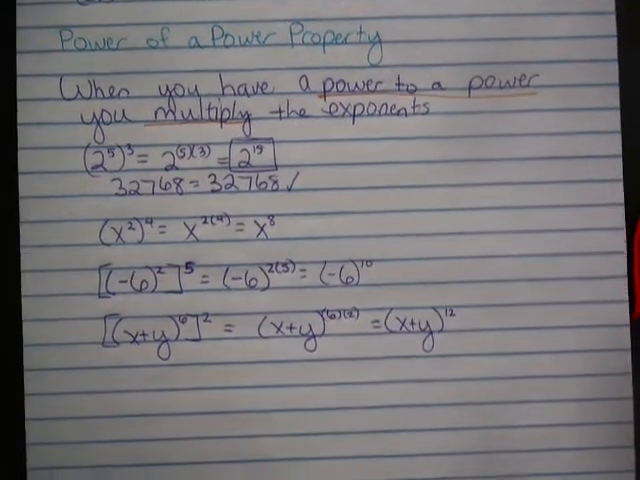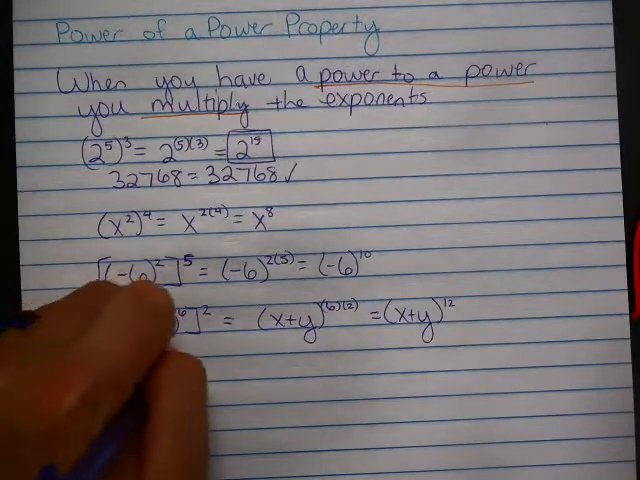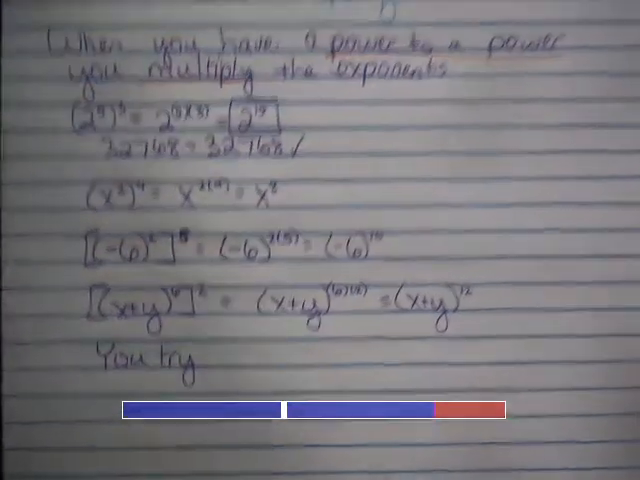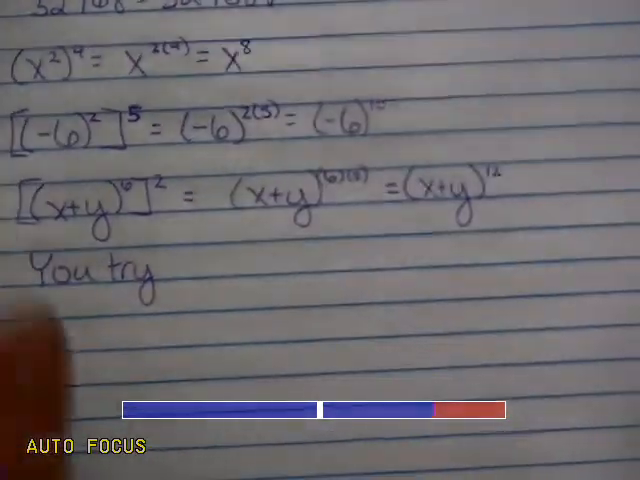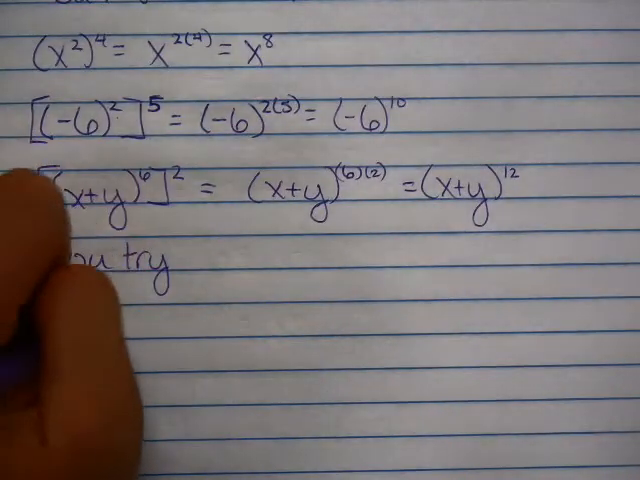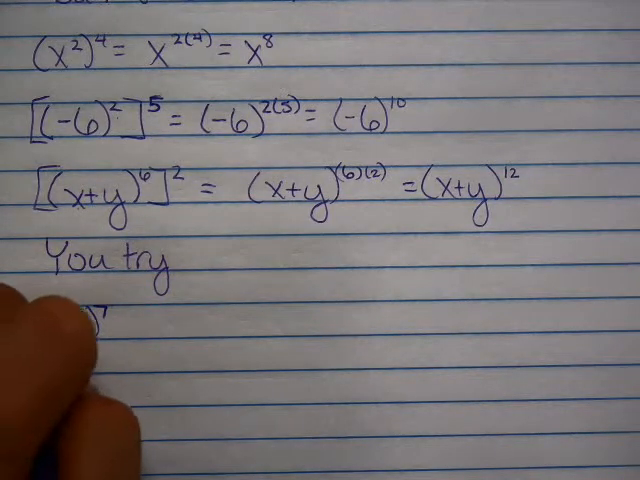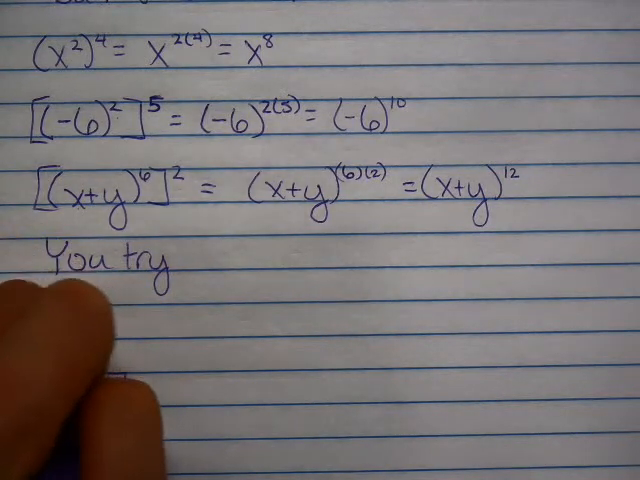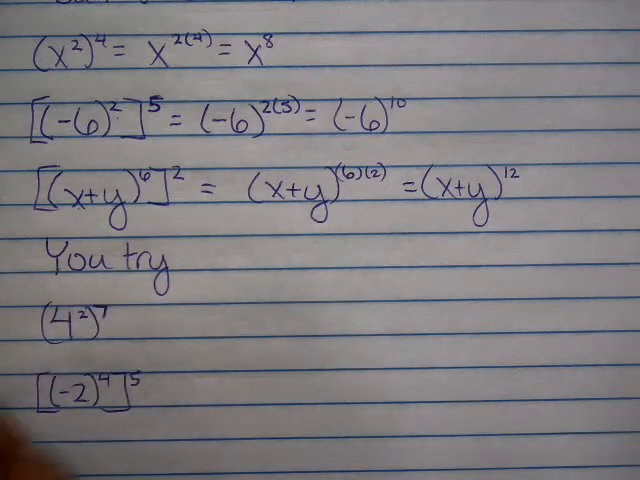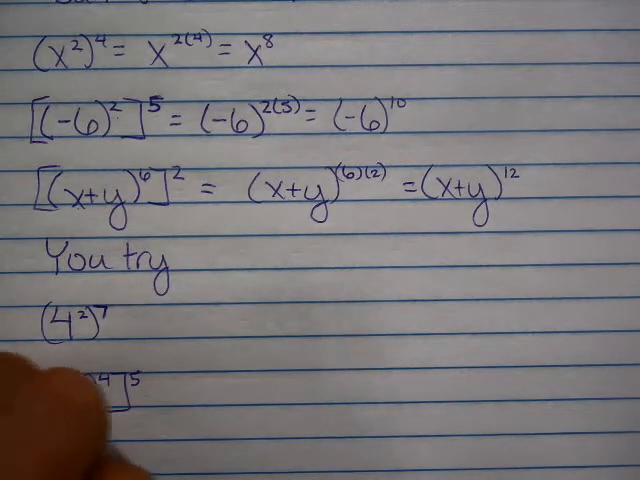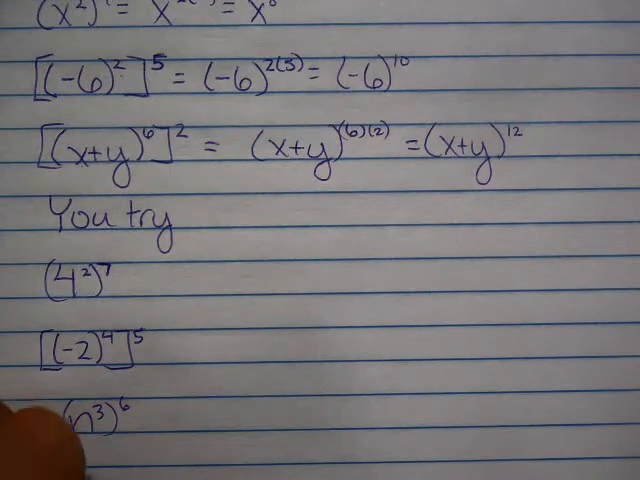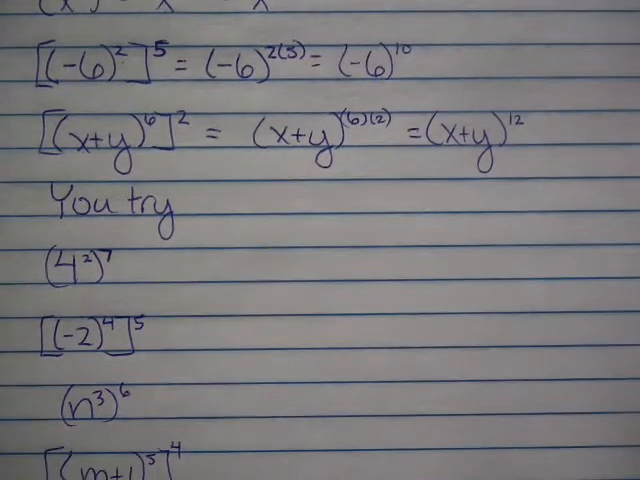So, same drill. I'm going to give you some ones for you to try. I never zoomed in. I'm sorry. So I'm going to give you some ones for you to try. So I have 4 squared to the 7th, negative 2 to the 4th to the 5th, n cubed to the 6th, m plus 1 to the 5th to the 4th. Sorry, pause and let's check them.